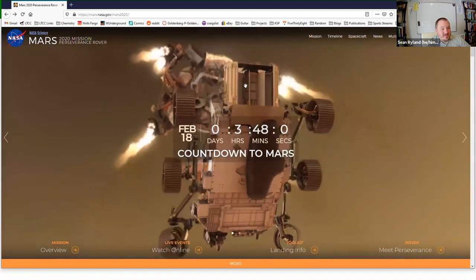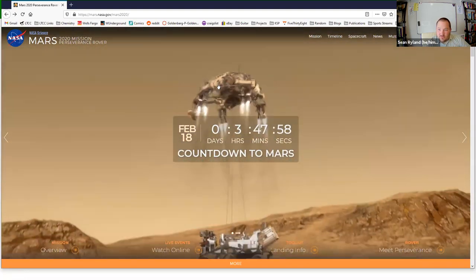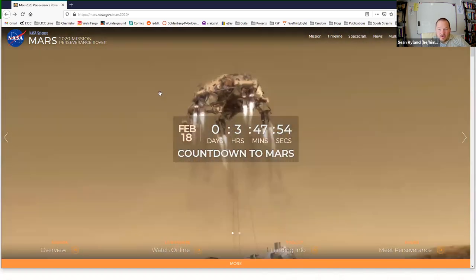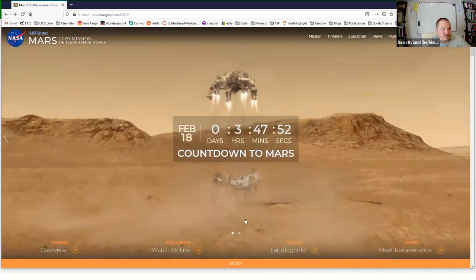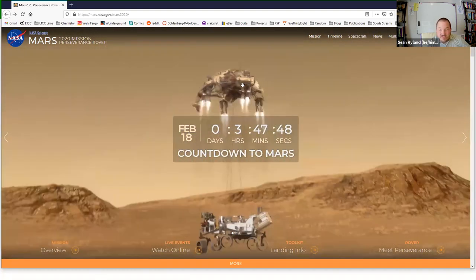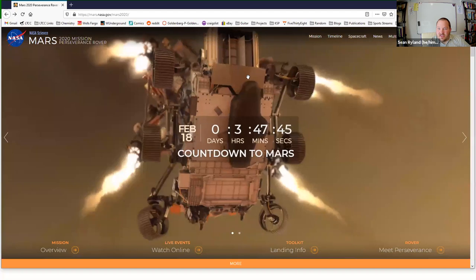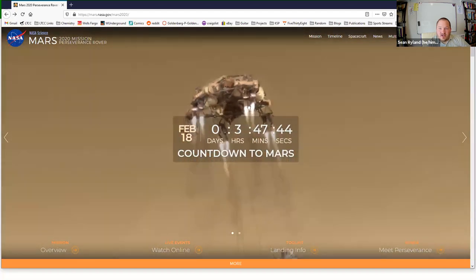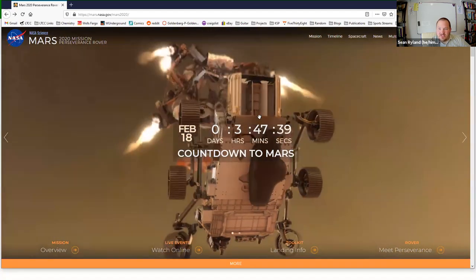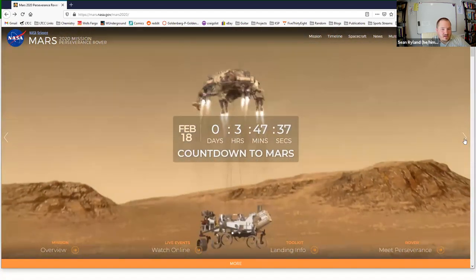So what they have to do instead is they use a parachute to slow it down a little bit, but then they have to use what they call a sky crane, which is basically they have to lower the lander down from a spacecraft. It looks a lot like the SpaceX launches, where they use a controlled burn to slow themselves down instead of just using a parachute.